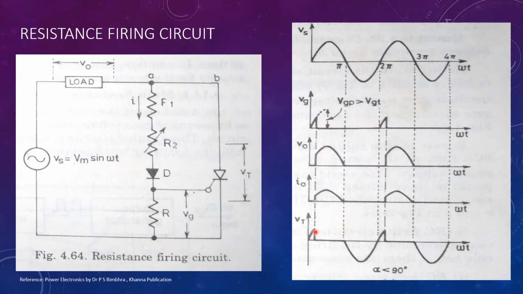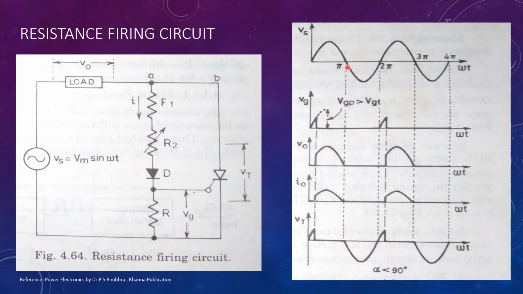Since the SCR turns on, it acts like a closed switch and voltage across the SCR is 0. Since the SCR acts like a closed switch, a load current starts flowing through the SCR and the load current is given by the equation I0 is equal to V0 divided by the load resistance. It will have the same nature as the load voltage. When the SCR is on, the entire source voltage appears across the load, as shown over here.